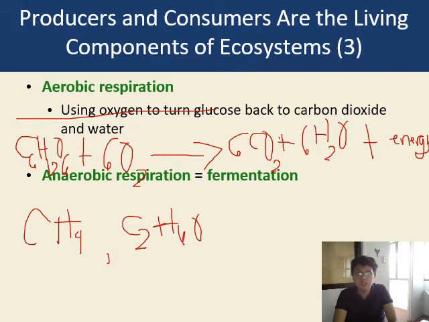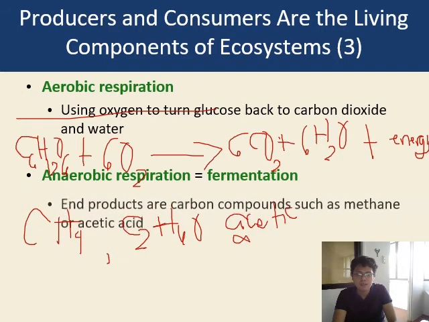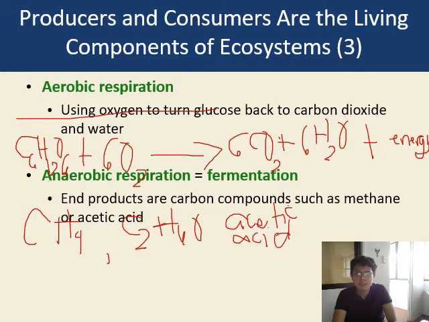or ethyl alcohol. So its chemical representation is C2H6O, and then also acetic acid. So its chemical formula is C2H4O2. This is a key component in vinegar, acetic acid. Another type of compound that may be developed by anaerobic respiration is hydrogen sulfide, or H2S.